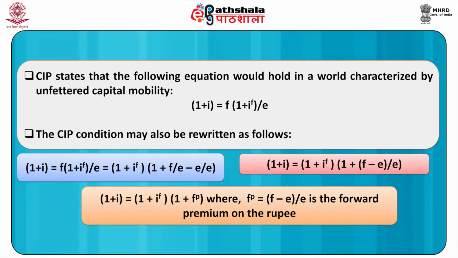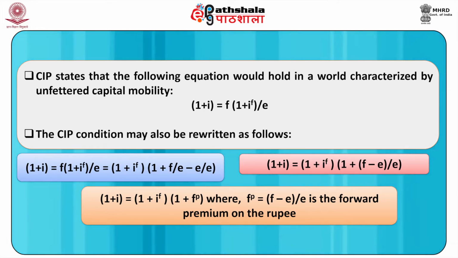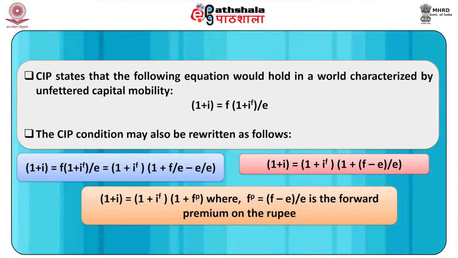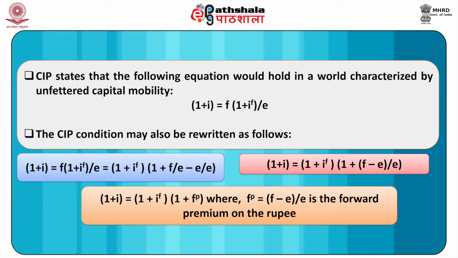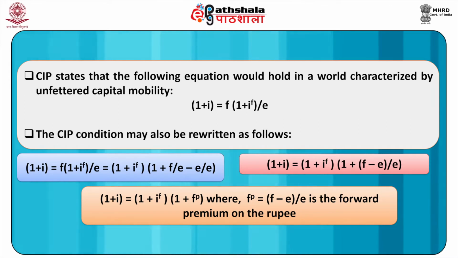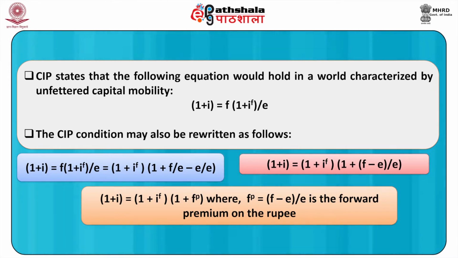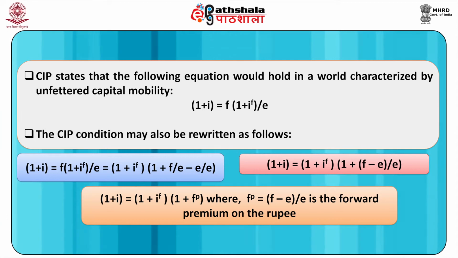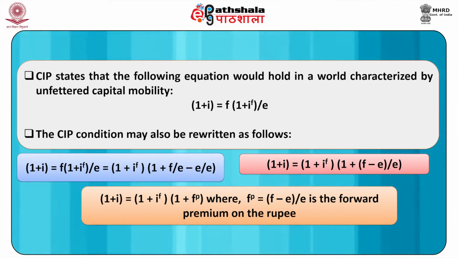In other words, the CIP represents an equilibrium condition with respect to international capital movements, and any divergence from it creates opportunities for arbitrage, unleashes capital flows and exchange rate movements that tend to restore equilibrium.